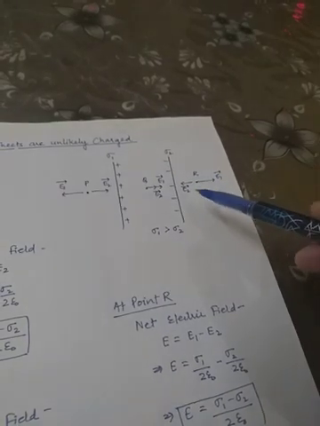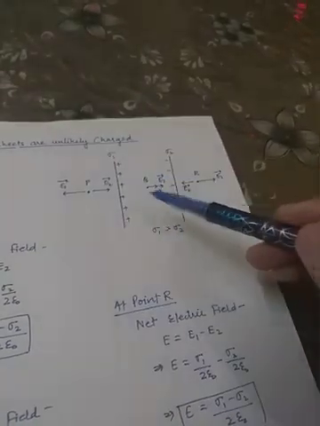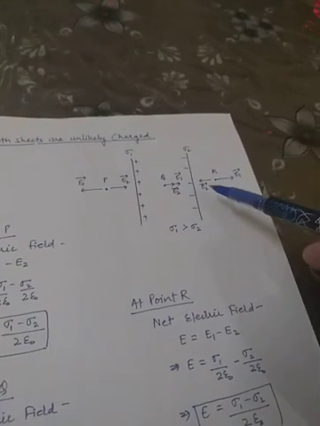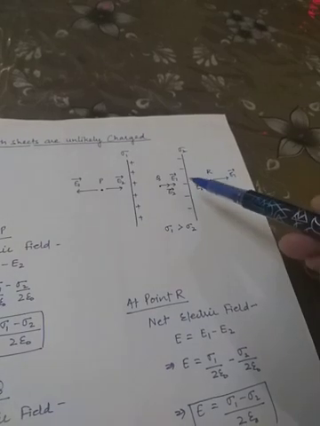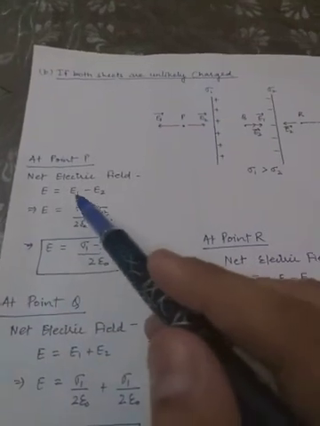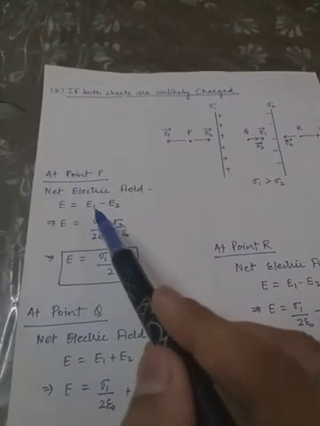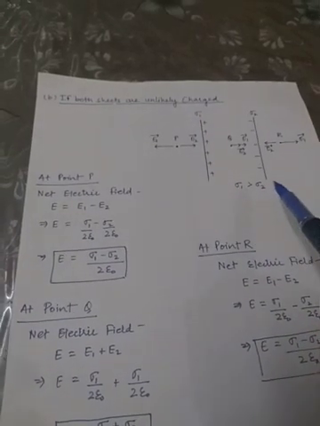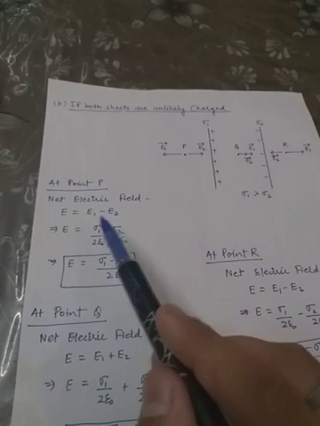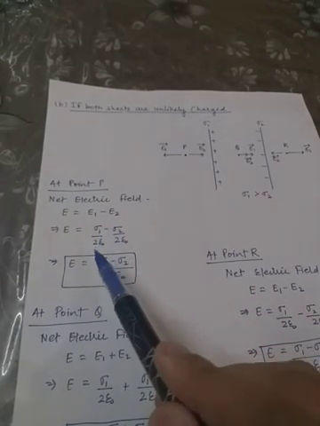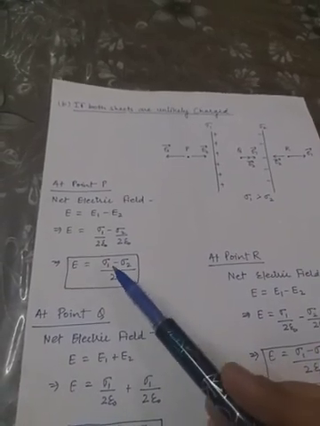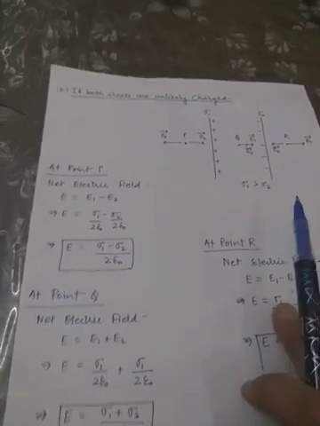Similarly at point R, E1, which is due to positive charge, that is away from positive charge, that's why it is towards right, and E2, that is towards negative charge, that's why it is towards left. So at point P, in the derivation we can say E is equal to E1 minus E2. We are again considering that sigma 1 is greater than sigma 2. So E1 minus E2. So E is equal to sigma 1 upon 2 epsilon naught minus sigma 2 upon 2 epsilon naught. So E is equal to sigma 1 minus sigma 2 upon 2 epsilon naught.